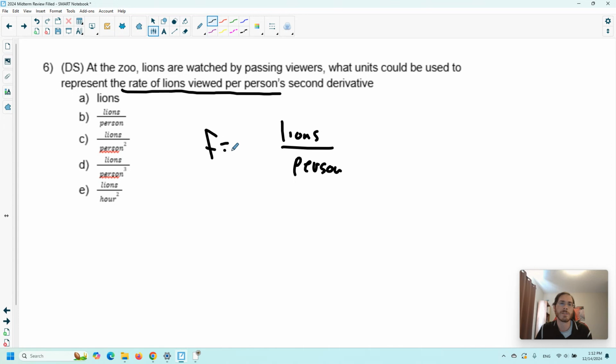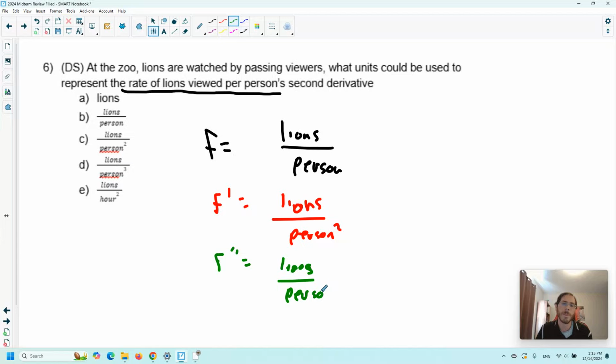So again, this is f. So if I take the derivative, that's going to be f prime. Again, I'm going to assume, because this one was kind of tough to figure out exactly, that we're going to take the derivative with respect to people based on the answer choices. So lions per person squared, and then the second derivative would be lions per person to the third power. So that's going to be D.